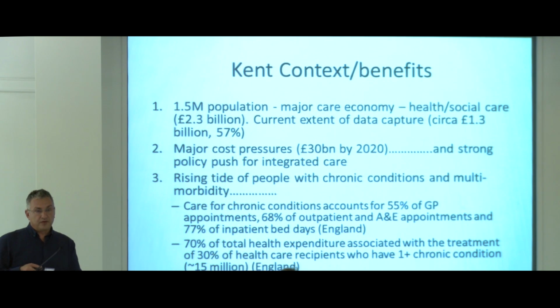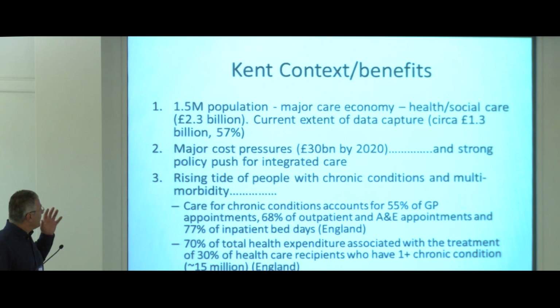So, final few slides now. The context within which we hope the benefits of this linked data set will arise is Kent: a big population, 1.5 million people, a major care economy, as I've already said, around £2.3 billion straddling health and social care. And we reckon we're capturing around 57% of that care economy at the moment, and it's expanding all the time.